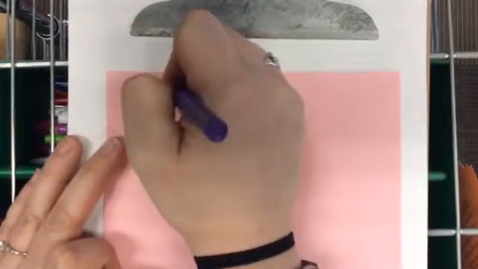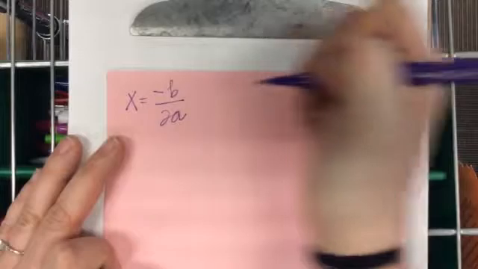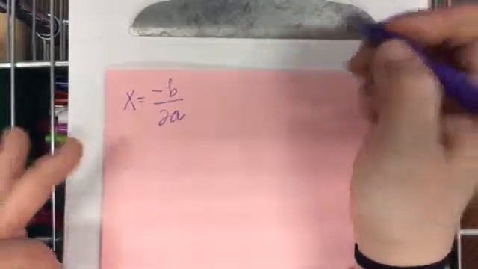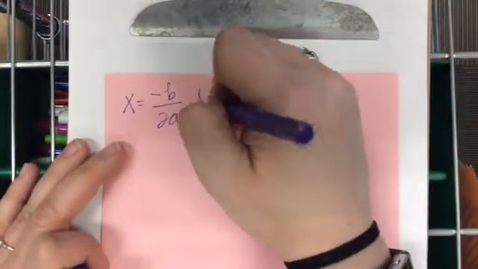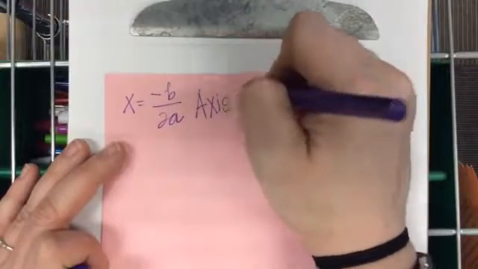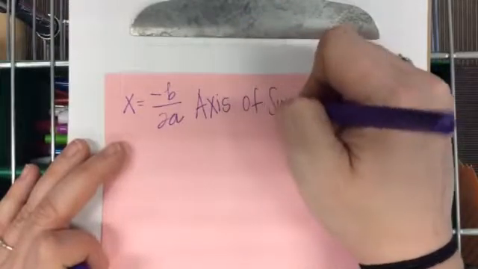X equals negative b over 2a, this formula, is also used for the axis of symmetry.